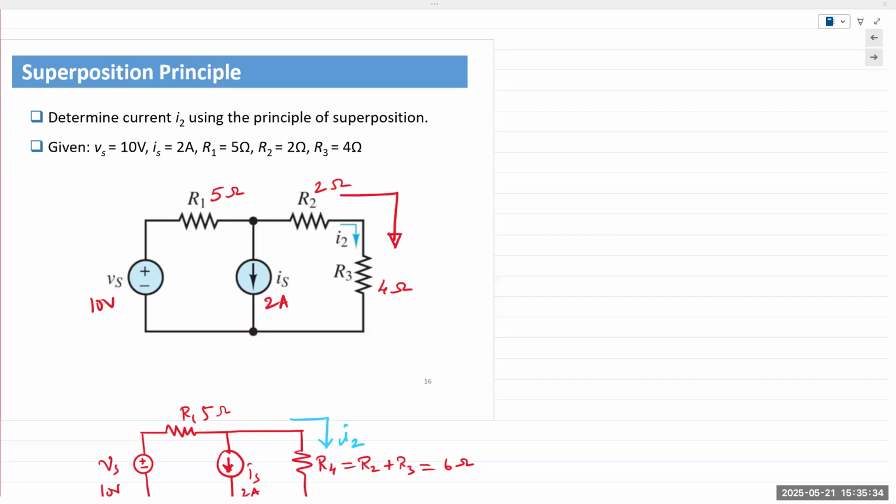Okay. All right, questions. The steps make sense. Okay. Yes.